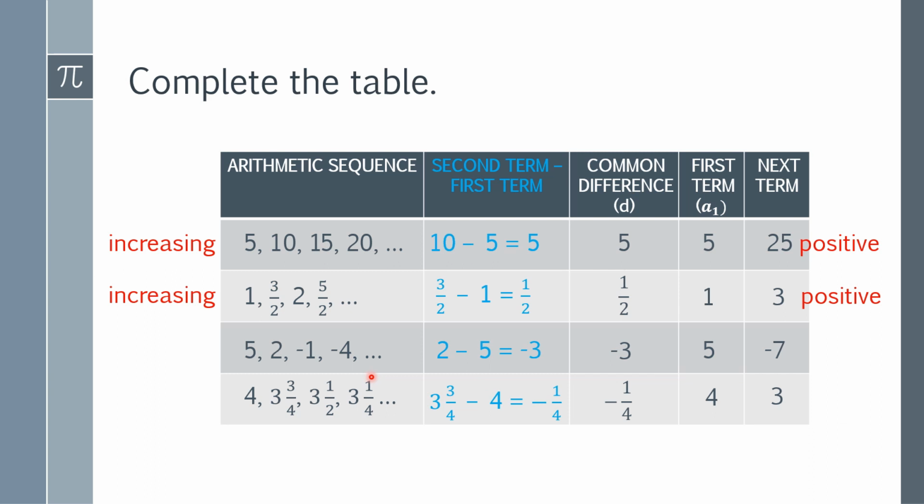Number 3: 5, 2, -1, -4. That's positive to negative. That's decreasing. Therefore, we will have a negative common difference. Next, 4, then it became 3 and 3/4, 3 and 1/2, 3 and 1/4. Obviously, that is decreasing. So the common difference is negative.